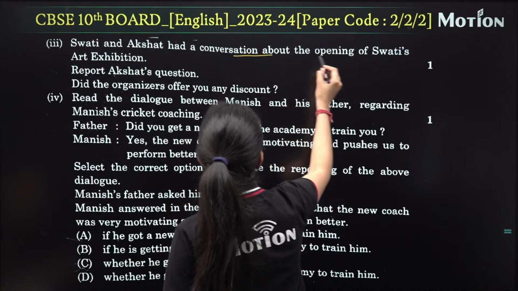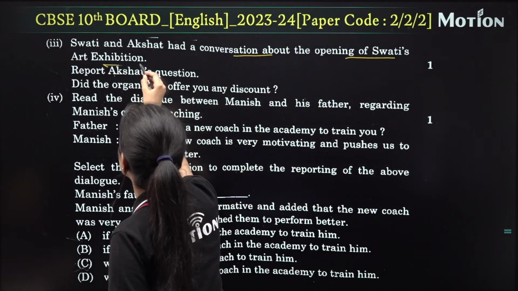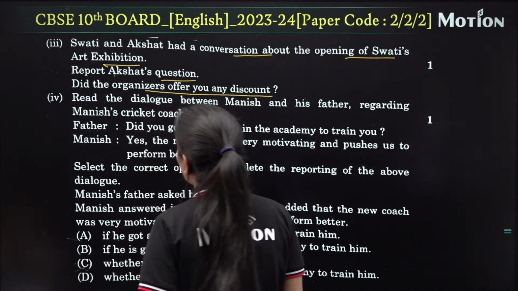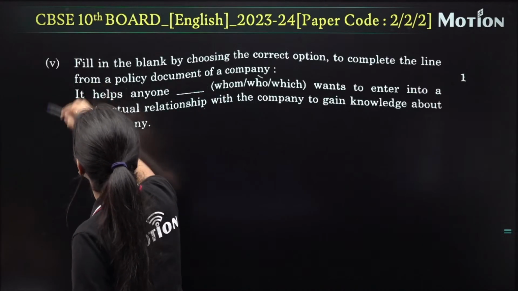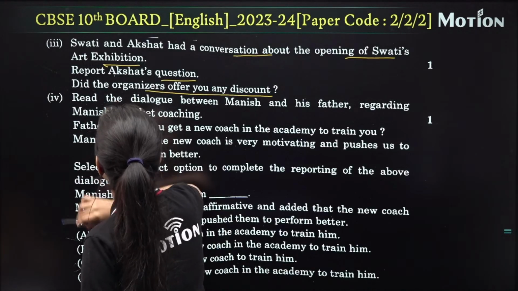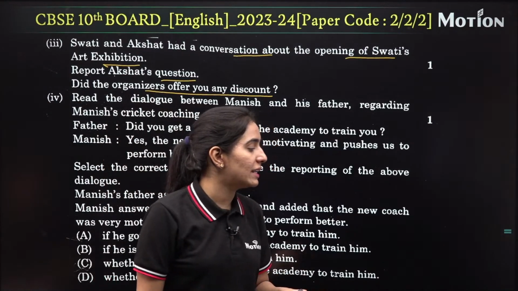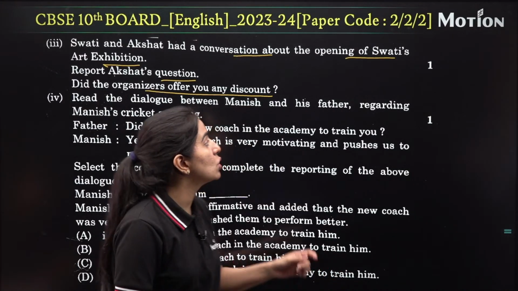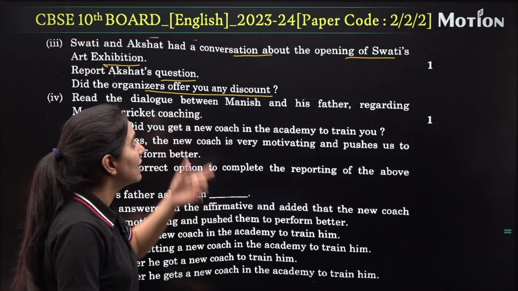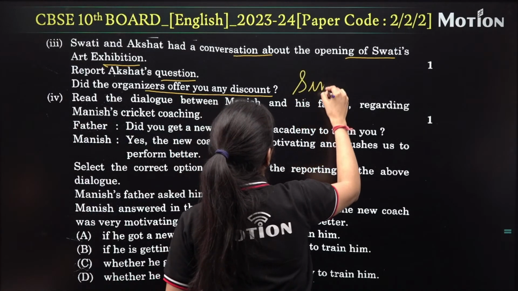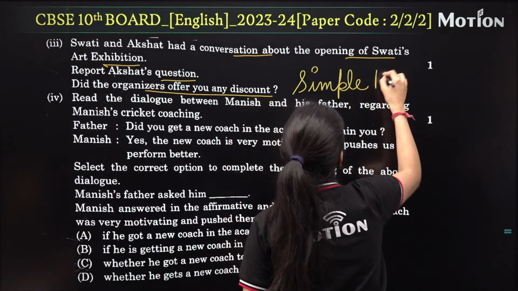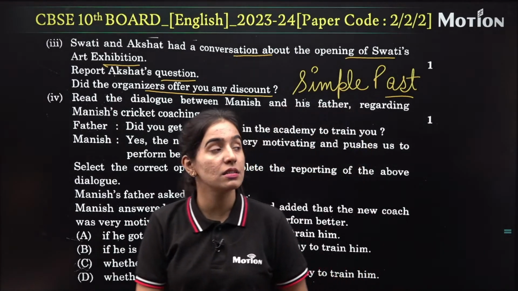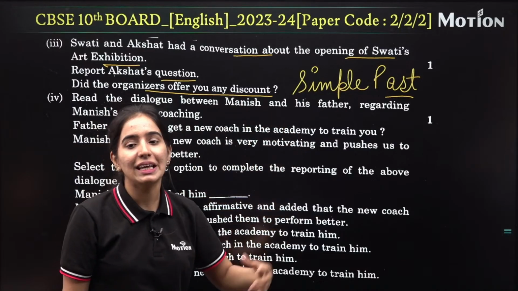Swati and Akshat both had a conversation about the opening of Swati's art exhibition. Now you have to report Akshat's question. He said, did the organizers offer you any discount? Akshat is asking this to Swati. You have to convert it to indirect speech, and in that case you will change the tense. It is in simple past tense, so you have to change it to past perfect, and it will become: if the organizers had offered her any discount.